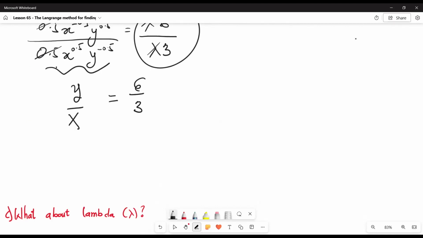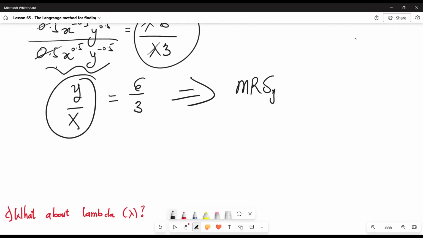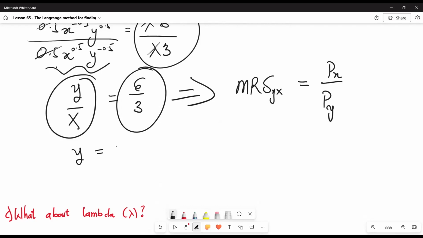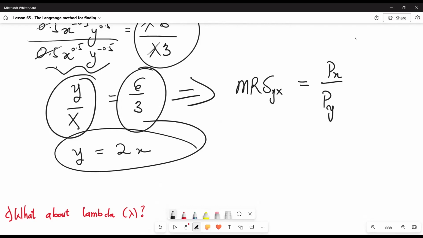So if we look carefully, what we are showing here is this bit is our marginal rate of substitution, which we saw in our previous lesson, and this is equal to a ratio of the two prices, which is price of good x over price of good y, which is shown here. This is typically our equilibrium condition. Now we can rewrite this condition as y equals 2x. So let's keep this also in mind.